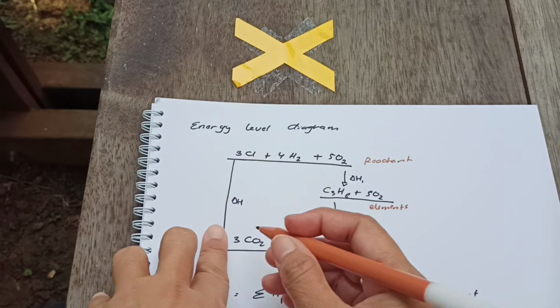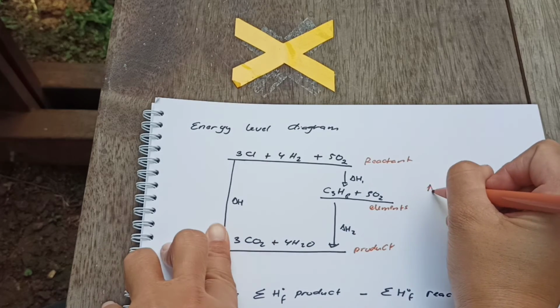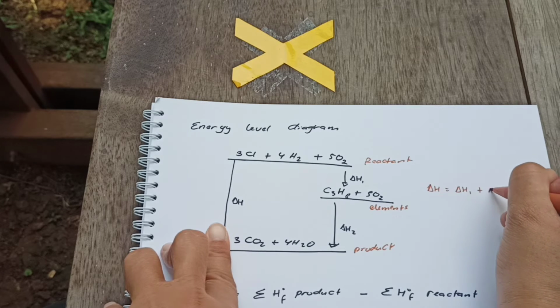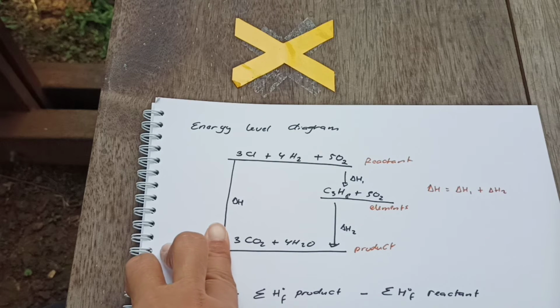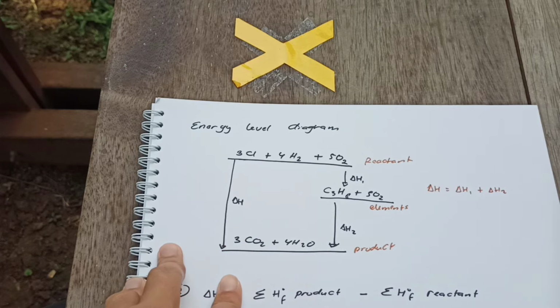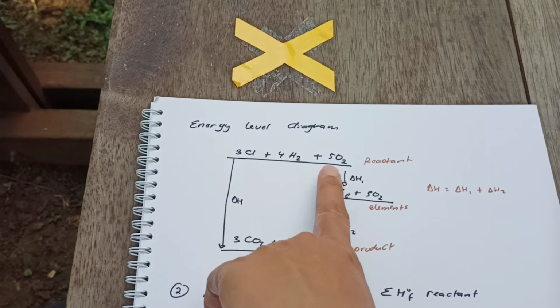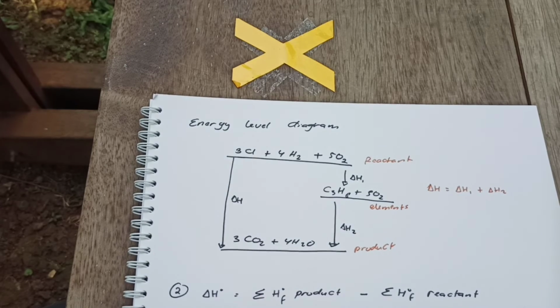Now look at it here. When you need to find delta H, it's also the same: delta H equals delta H1 plus delta H2. If the arrow is in reverse, then you have to make it reverse too, like plus becomes minus or minus becomes plus. The question is not always delta H. Sometimes we are asked for delta H1. So this is an example.